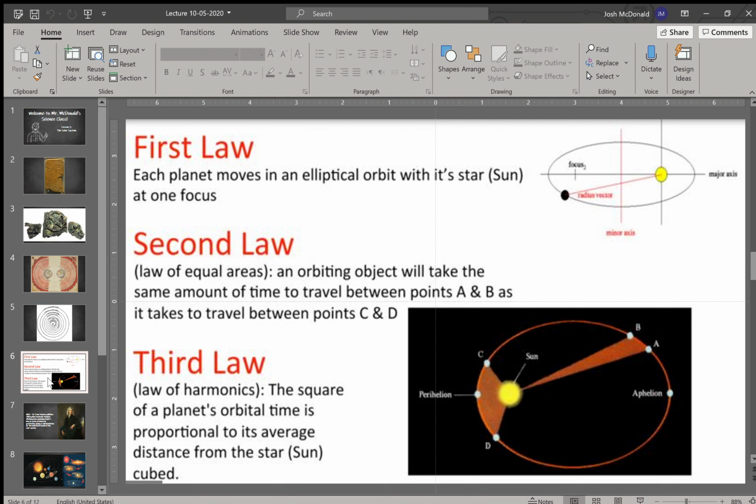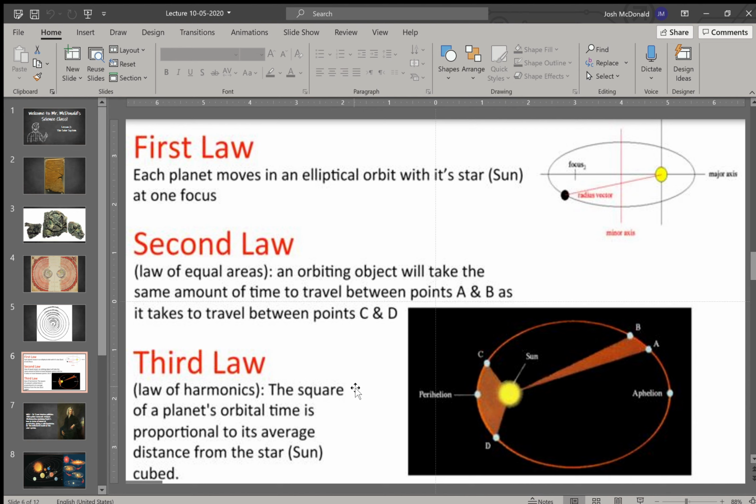So the second law says that an orbiting object will take the same amount of time to travel between points A and B as it will to travel between points C and D, if you look at this picture here on the slide. And this has to do with the aphelion and the perihelion. Remember, the point furthest away from the sun and the point closest to the sun.